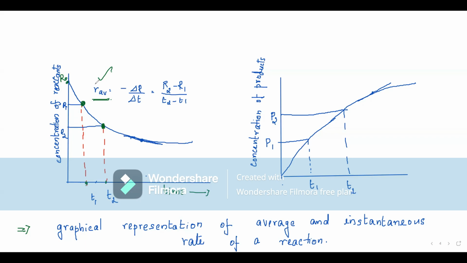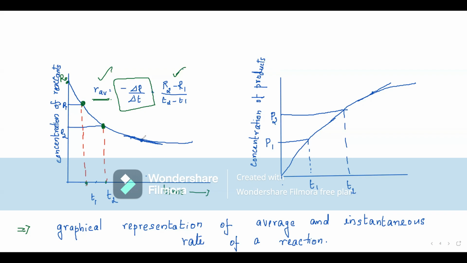So what is the formula to calculate average rate? The final concentration, that is R2, minus initial concentration, that is R1 here, and the time taken for that change, which is T2 minus T1. So here R2 minus R1 is what I've written as minus delta R, because the concentration is decreasing. R2 is lesser than R1. So minus delta R, and the time required for this change is delta T.